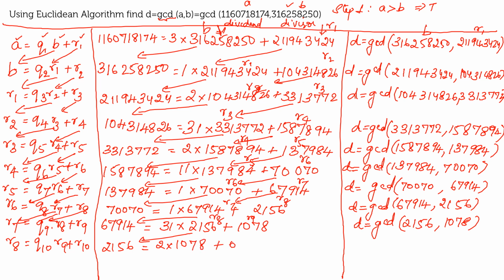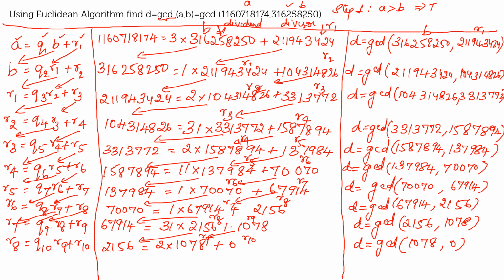So when you get the remainder as 0, you have to stop the iteration. Okay, R9 and R10. So in this case, R10 is equal to 0. So now D is equal to GCD of what are the values? R9 comma R10. So 1078 comma 0.